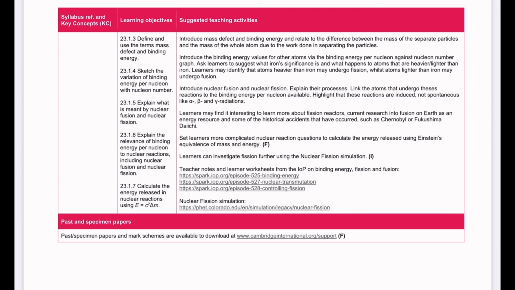23.1.6. Explain the relevance of binding energy per nucleon to nuclear reactions, including nuclear fusion and nuclear fission. 23.1.7. Calculate the energy released in nuclear reactions using E = c²m.